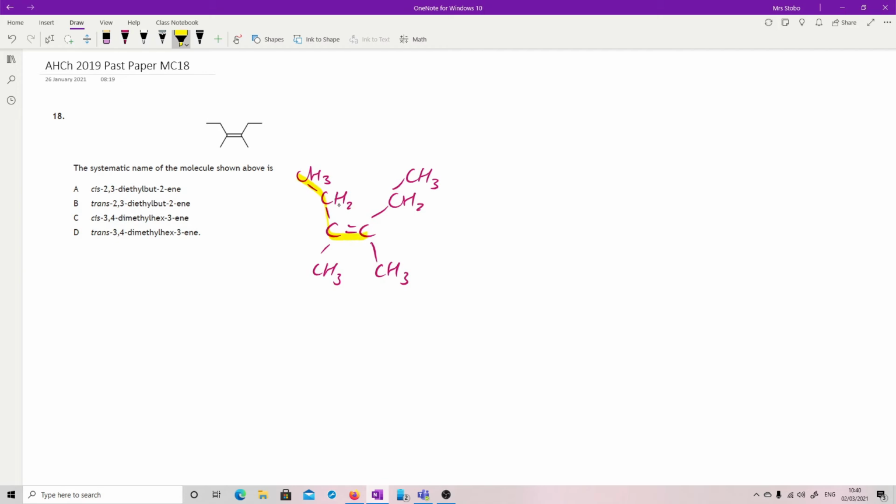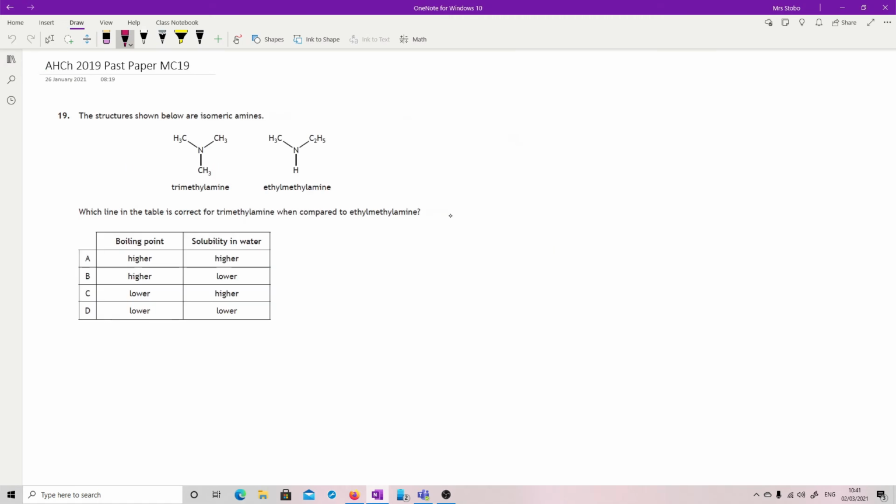So the longest chain is a 6, so I've got a hex. And with the shortest numbering, I'm going to go hex-3-ene. I have got 2 methyl groups, so 3,4-dimethyl. And they're both on the same side of the C double bond C, so cis. And we're good.